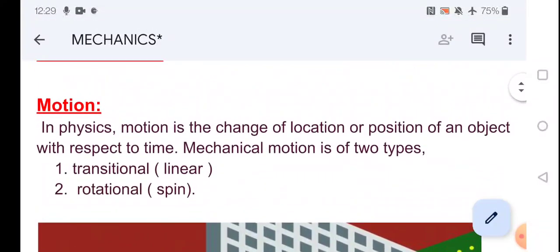There are two types of motion. One is translational and another one is rotational. Translational motion is also called linear and rotational motion is also called spin. Motion is change of location. There are two types of motion: one is linear and another one is spin.